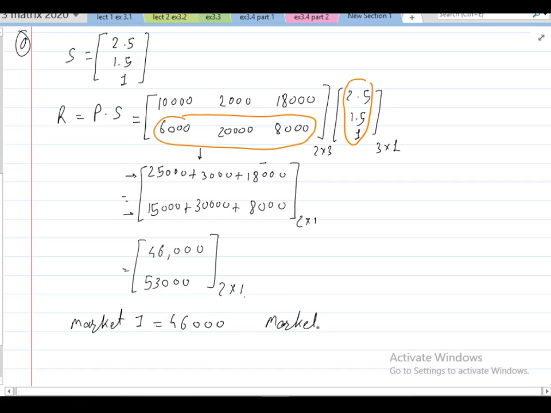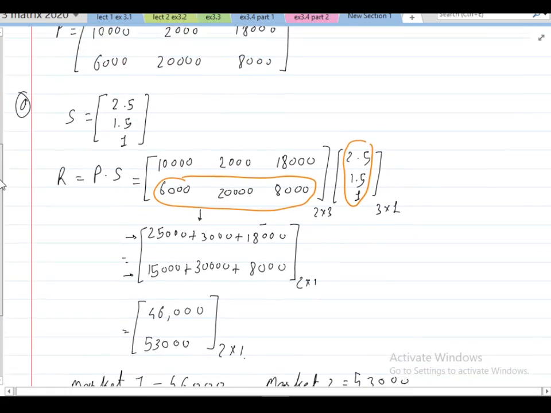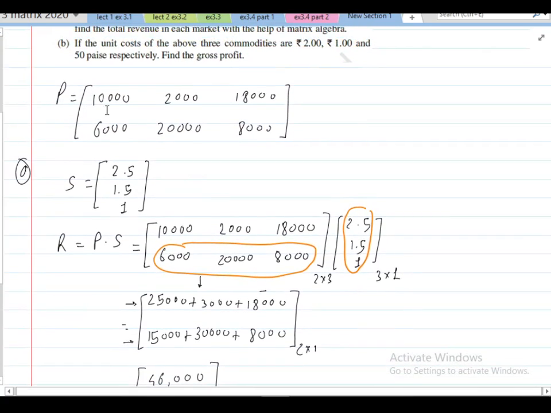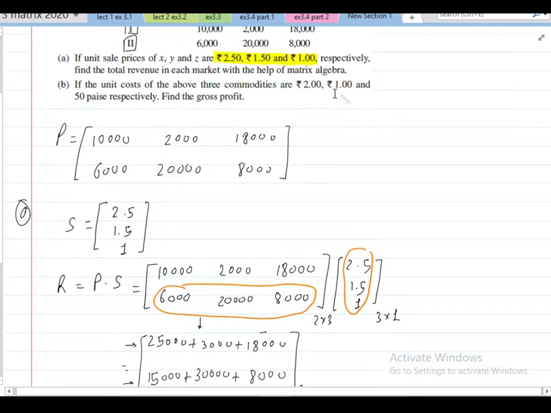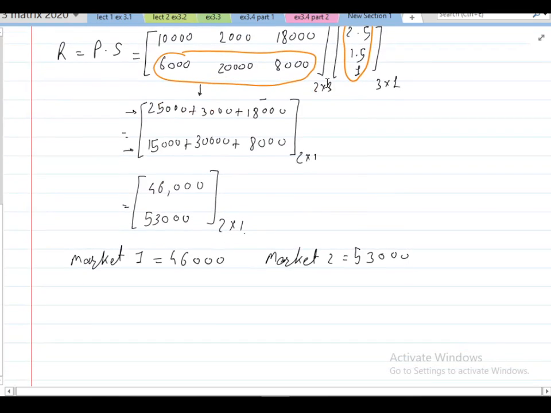Okay, one question is still remaining. Option B: if the unit cost of the above three commodities is 2 rupees, 1 rupee and 50 paisa respectively, find the gross profit. For profit we already have the revenue; if we get the cost, the work is done: 2, 1 and 50.